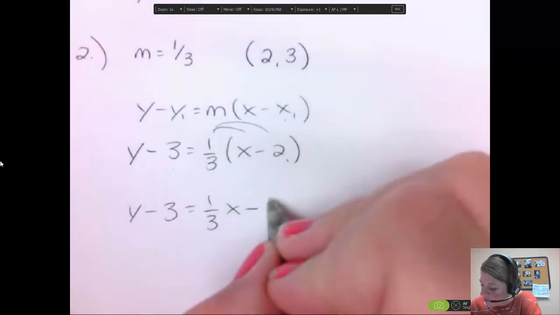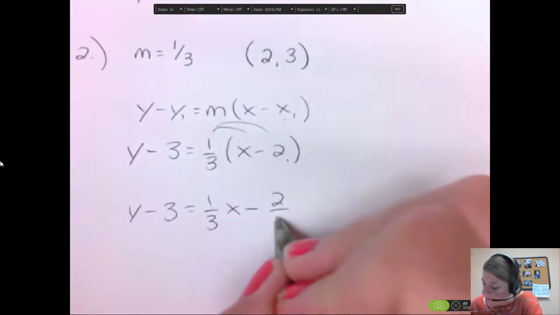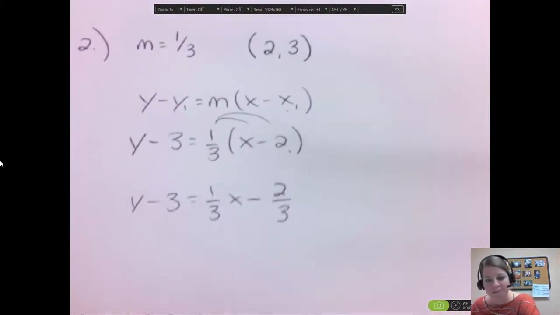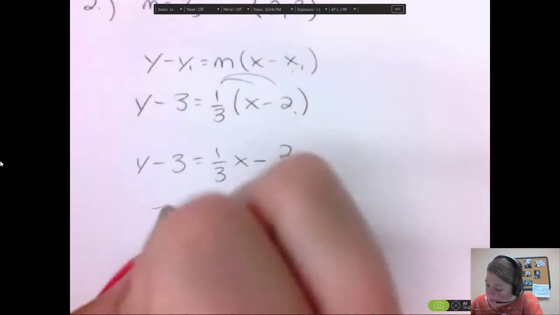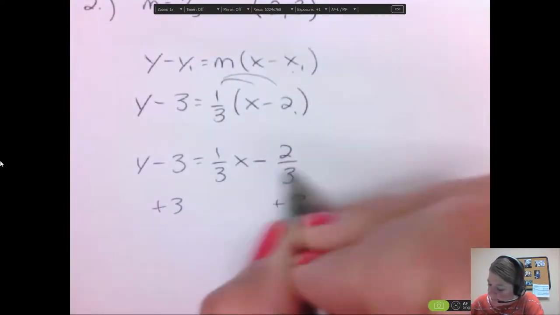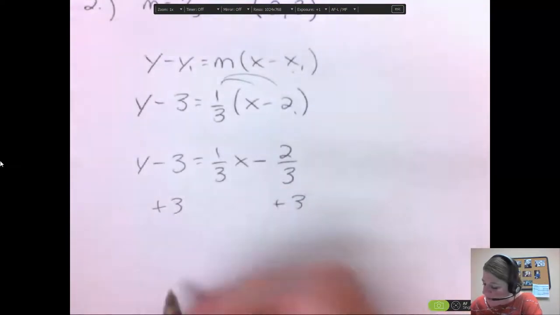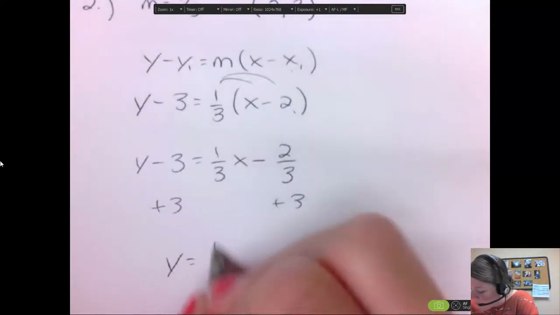2 times 1 is 2. 3 times 1 is 3. So I have 2/3. And then I got to add the 3 over, and I have it in the form y equals. So when I add the 3, it has to be added to the number, right? You can't add it to an x. So that would leave me y equals 1/3 x.